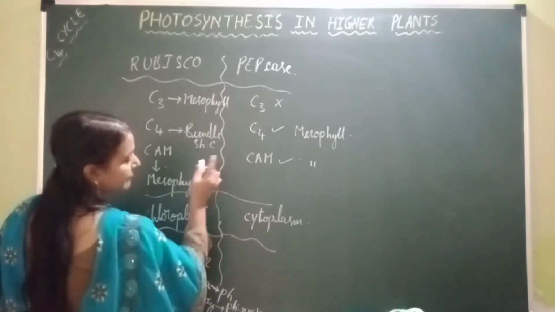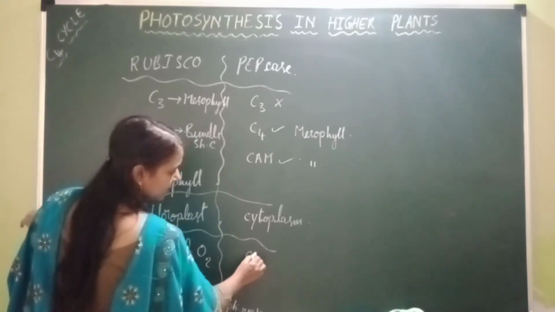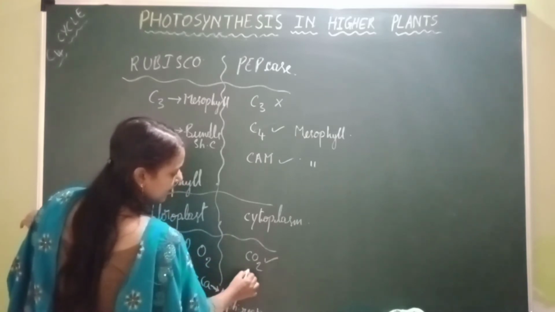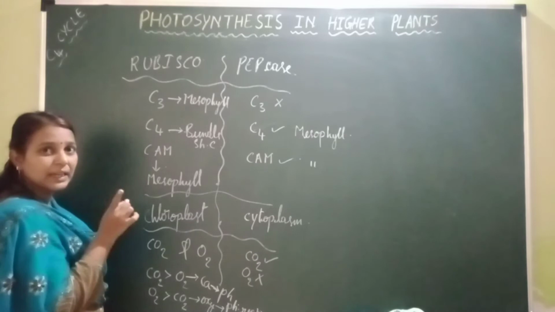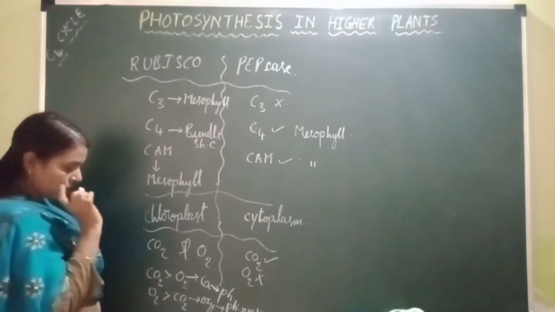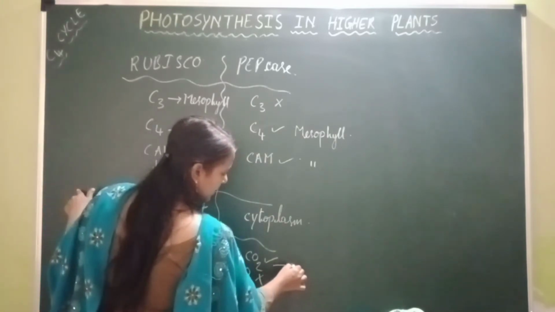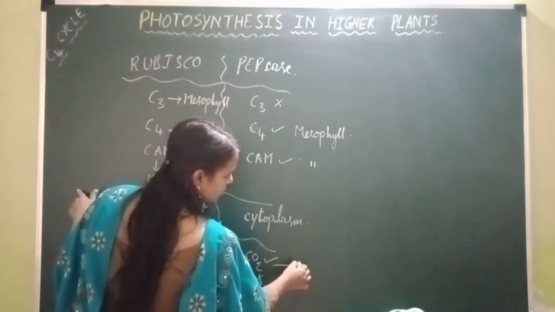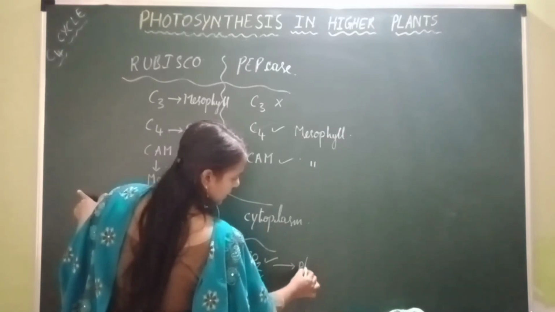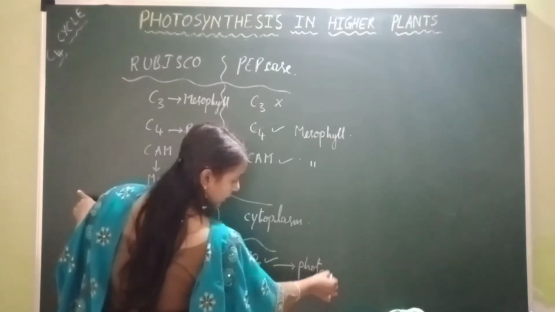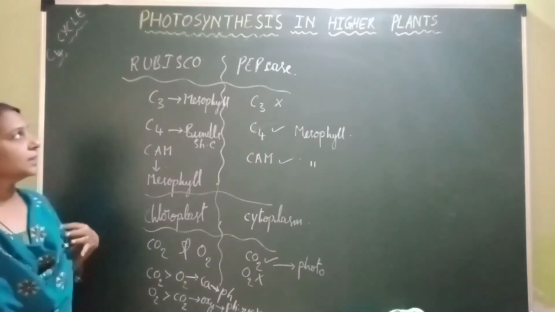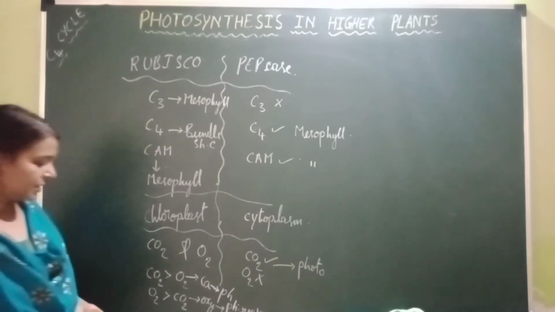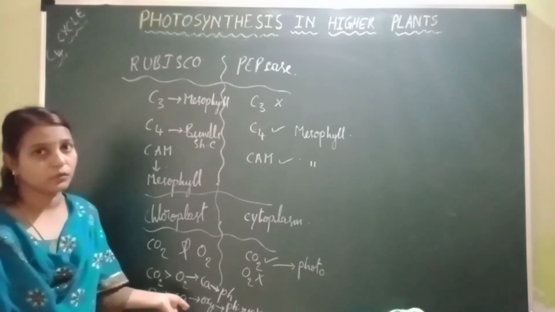Next, coming to PEP carboxylase. It is involved in the fixation of only carbon dioxide. It is not involved in the fixation of oxygen. That means it functions only as carboxylase but not as oxygenase. So it leads only to photosynthesis, not to photorespiration. So these are the differences between Rubisco and PEP carboxylase. Now let's start with the details of the C4 pathway.